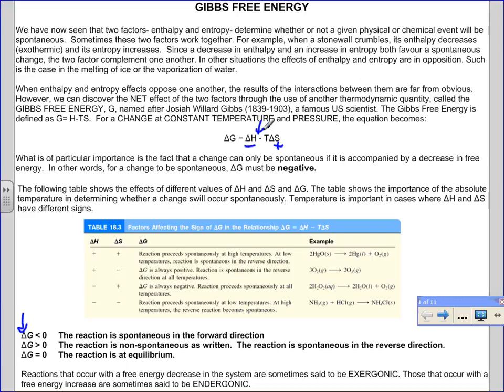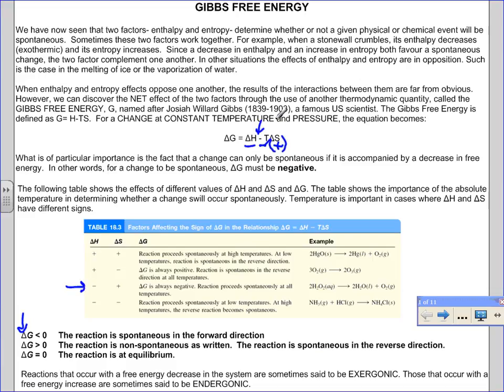So we want it to increase the Gibbs free energy in the negative direction. So by having a negative here, okay, we know when the reaction is exothermic and the entropy is increasing, it's always going to be a negative value for delta G, and so it's always going to be a spontaneous reaction in the forward process.